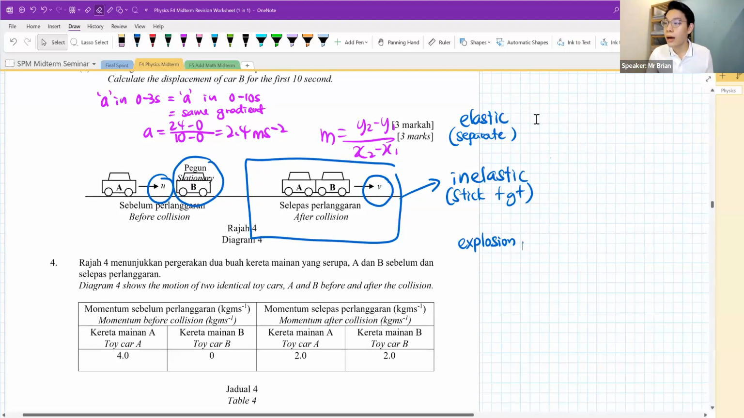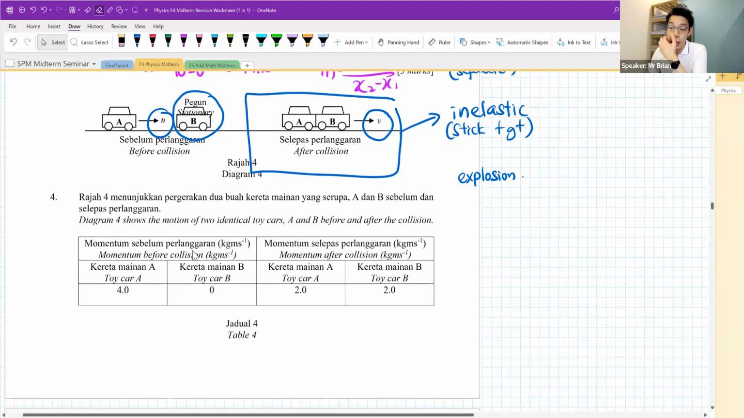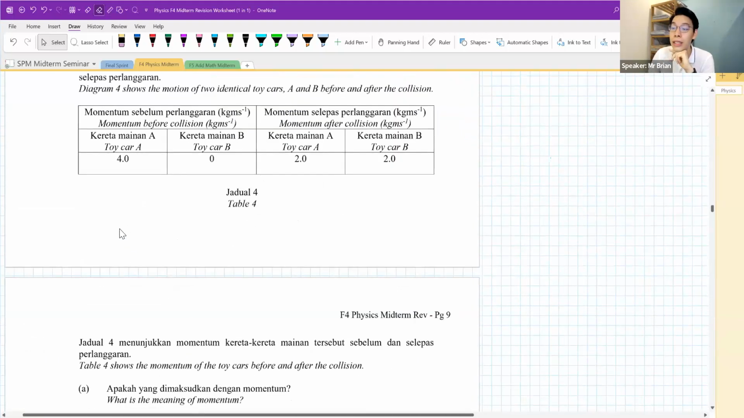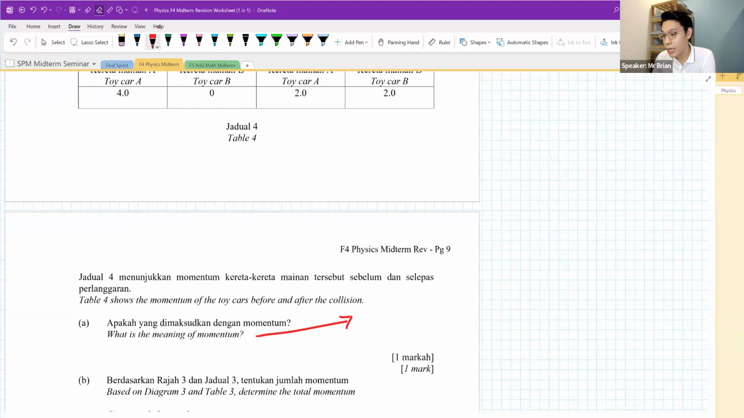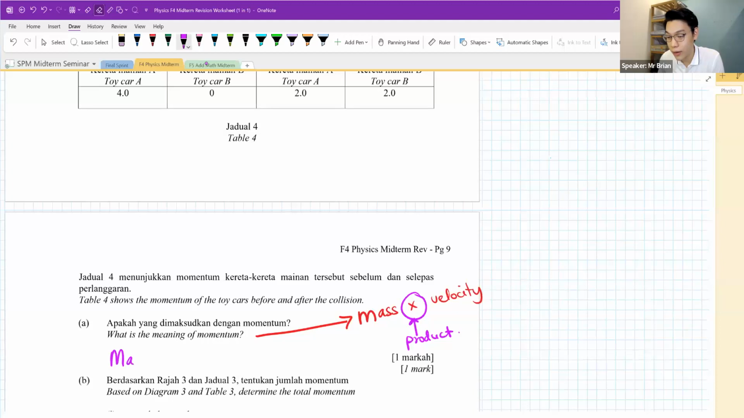So I'm going to talk about this question in elastic collision. They gave us some momentum before and after the collision. What is the meaning of momentum? We answer the question in part A first. Momentum is mass times velocity. The word times, in maths, you write times like that. In English, you write the word product. Product of mass and velocity.